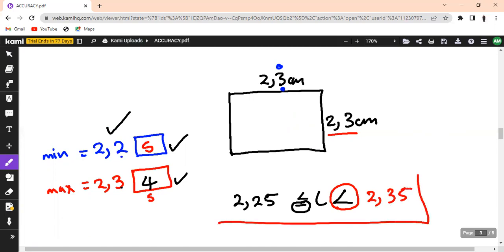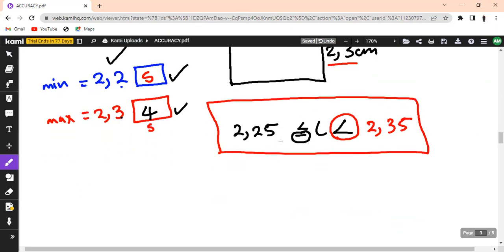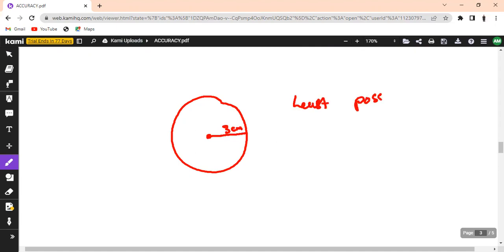Okay, so this is what we have, guys, on the degree of accuracy. That is what you simply need to know or to understand. And questions can be different. Maybe you are given a circle that has got a radius of 3 centimeters to the nearest whole number. Then they can ask you to calculate the least possible perimeter in terms of pi.